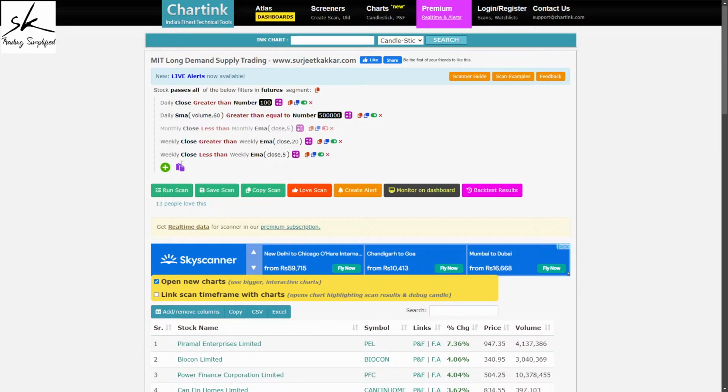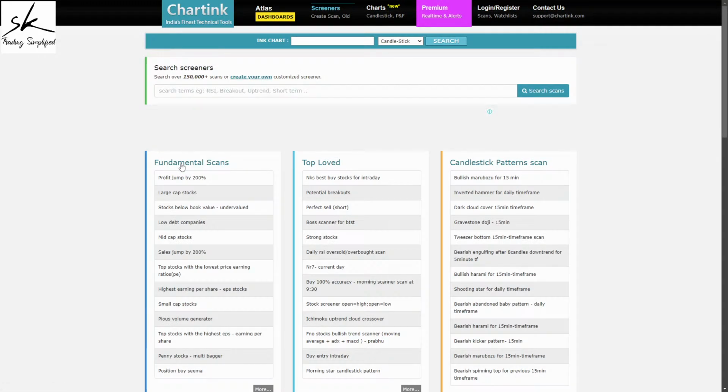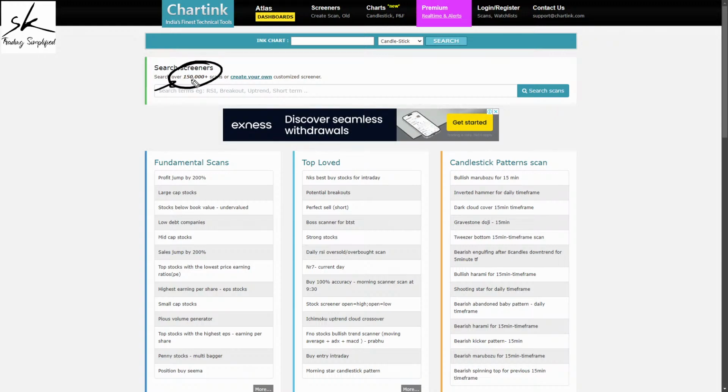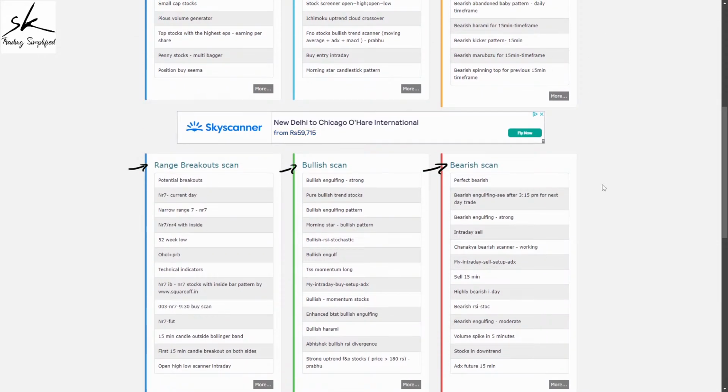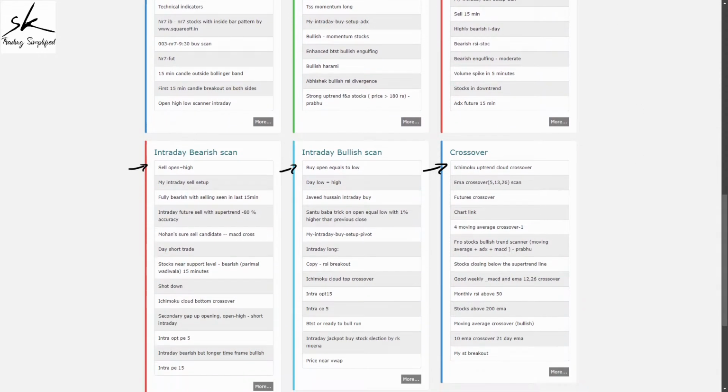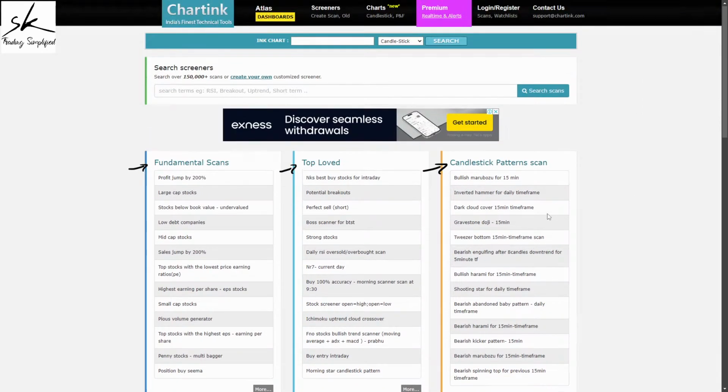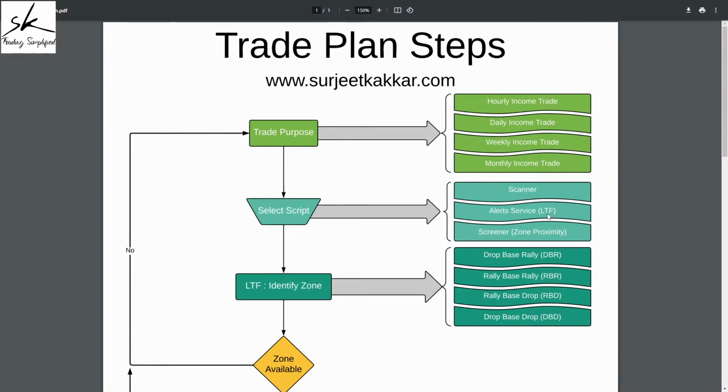Plus, this is not the only screener available to you. If you go to the screener section on this website, you can see you have over 150,000 scanners available to you. Some of them are based on fundamental analysis, some are your top left, then you have your candlestick patterns, then you have range breakouts, you have your bullish scan, you have your bearish scan, you have your intraday bearish, intraday bullish, crossovers. So you have a number of scanners and screeners available to you, and this is just an example of one simple website. If you do a Google search, you'll be able to find a number of websites, scanners, screeners, whatever you feel is the right fit for you. That is the one you can use.